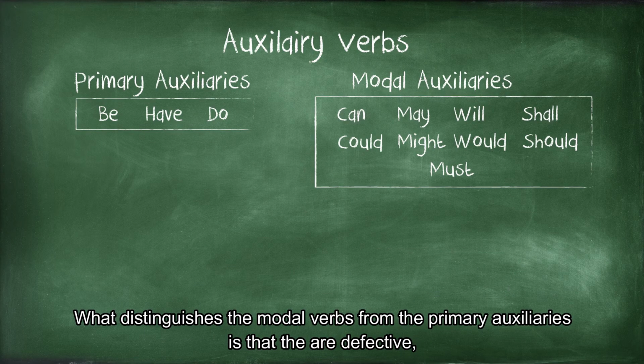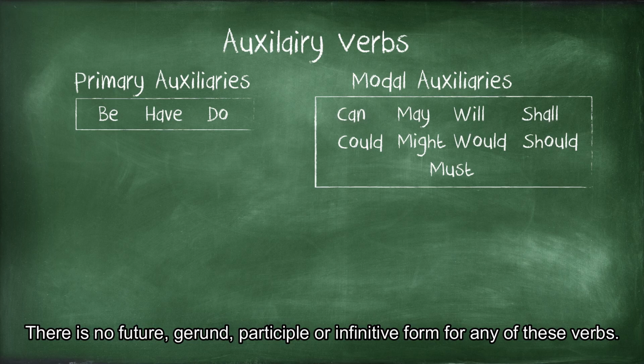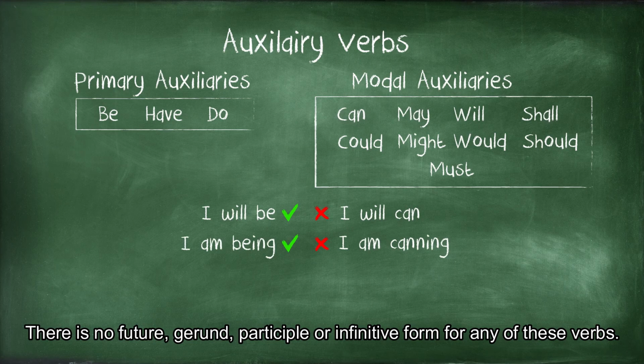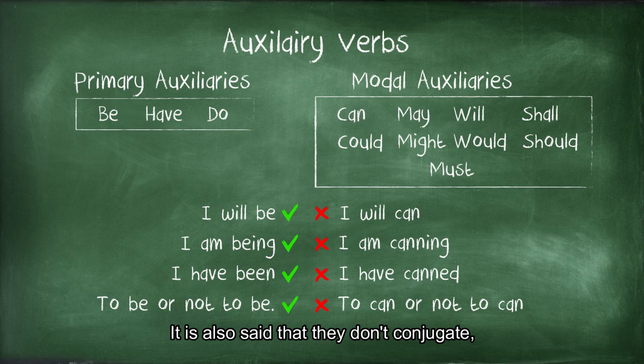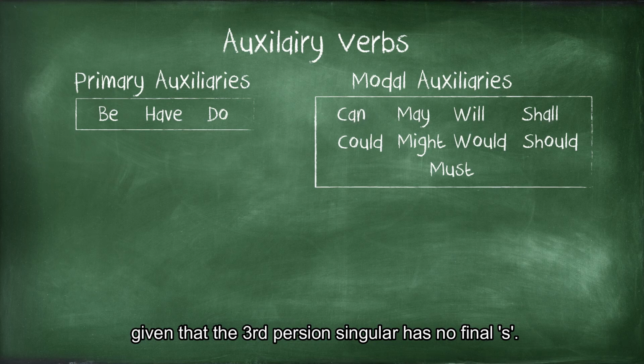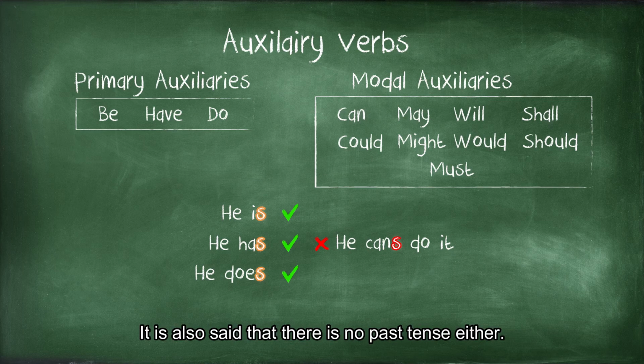What distinguishes the modal verbs from the primary auxiliaries is that they are defective, in the sense that their conjugation is incomplete. There is no future, gerund, participle, or infinitive form for any of these verbs. It is also said that they don't conjugate, given that the third person singular has no final S. You can't say, he cans do it. It is also said that there is no past tense either.